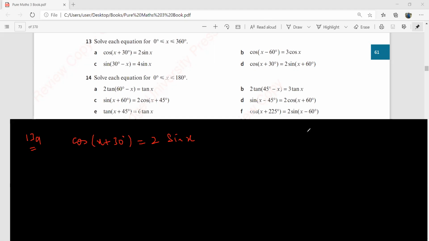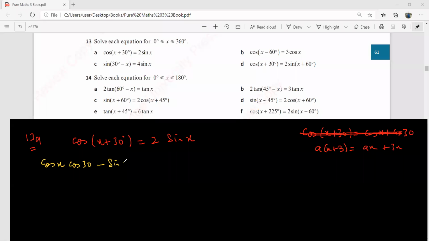Now, for God's sake, you will never ever write it like this. Yes, cos(x + 30) is not going to be cos x plus cos 30. That is like having a(x + 3) and writing ax plus 3x. You can't do it like this. You have to apply that double angle formula over here. So cos(x + 30) should be written as cos x cos 30 minus sin x sin 30, that is equal to 2 sin x.